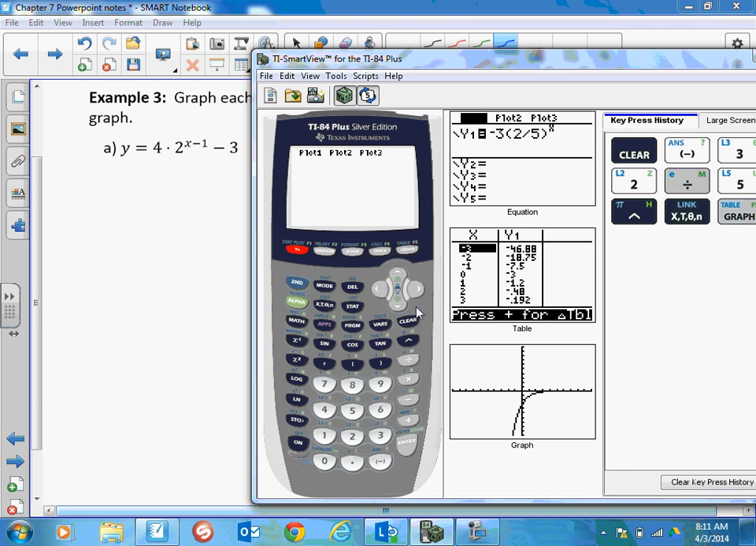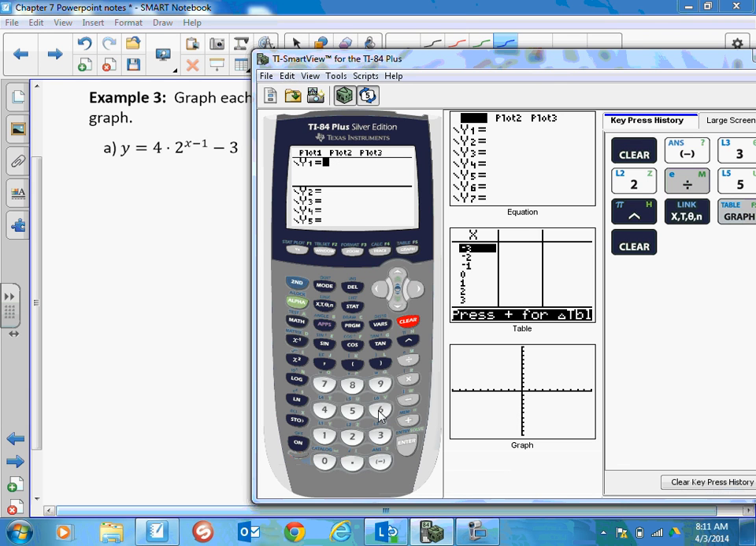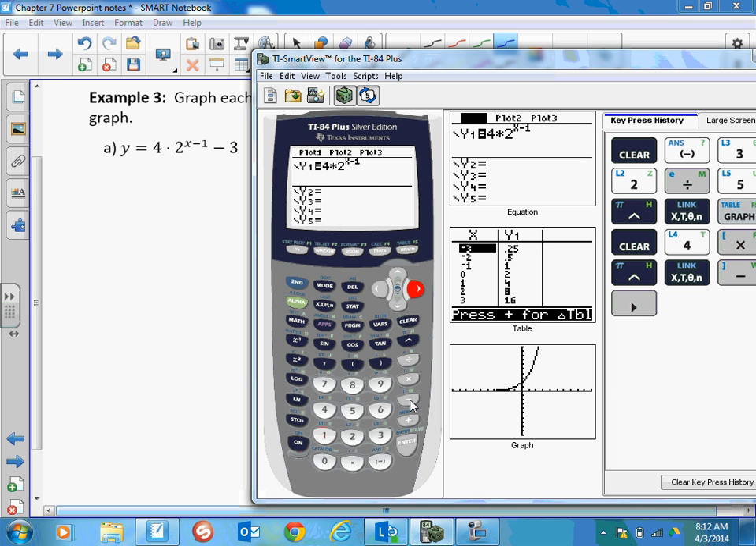So let's go back to y equals, hit clear, and go 4 times 2 to the power. Now all of that is in the exponent. So make sure, if your calculator doesn't do this, you either put this in parentheses or make sure it's all raised, because otherwise it won't work. But I'm going to put x minus 1, okay? And then I push over to make it go down, and then minus 3. Okay, so that's what it should look like. Again, your calculator, if it just has a caret, then you have to make sure x minus 1 is in parentheses. Otherwise, it won't work like this.